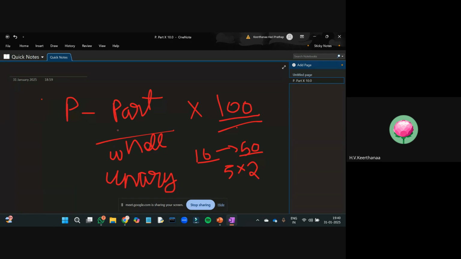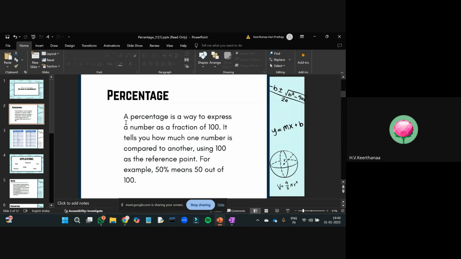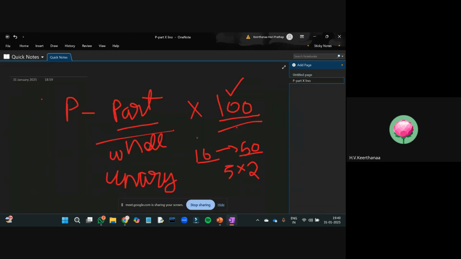We take a part, divide it by the whole to find the value of one part, and then multiply it with this reference point. This 100 is called the reference point in percentage. I showed you the definition, right? So this 100 is used as a reference point, or you can say it's used for better calculation. It follows the unary method, where you calculate for one part and multiply it with the whole. I think now you've gotten a better idea of why percentage is the way it is.